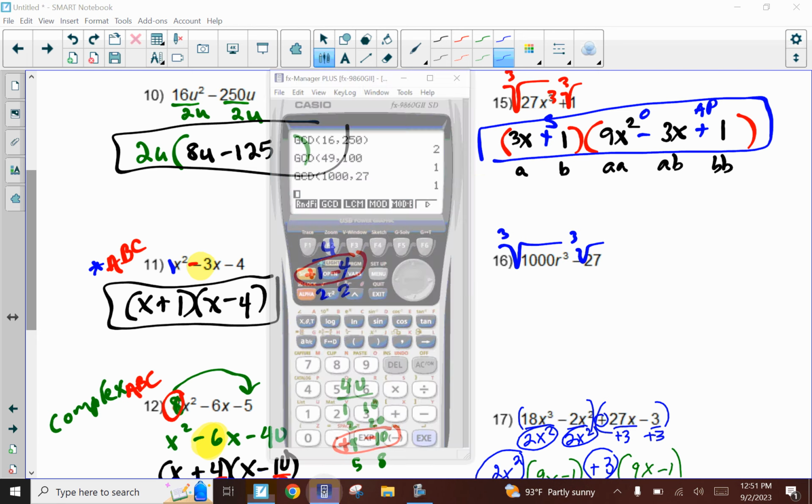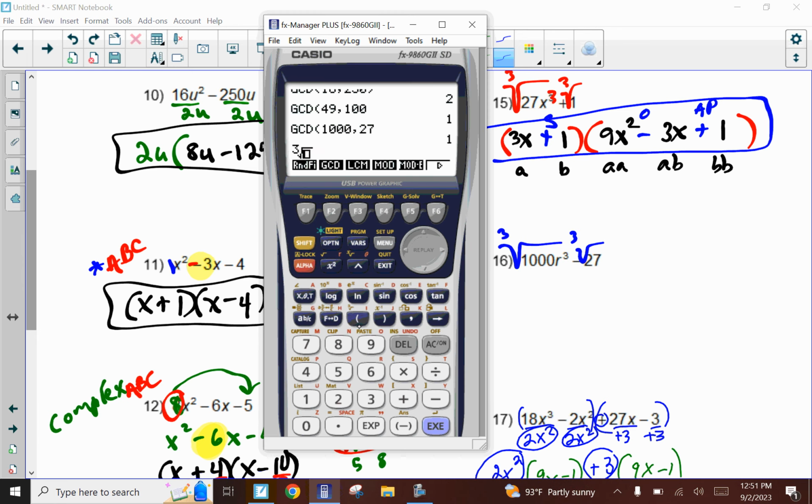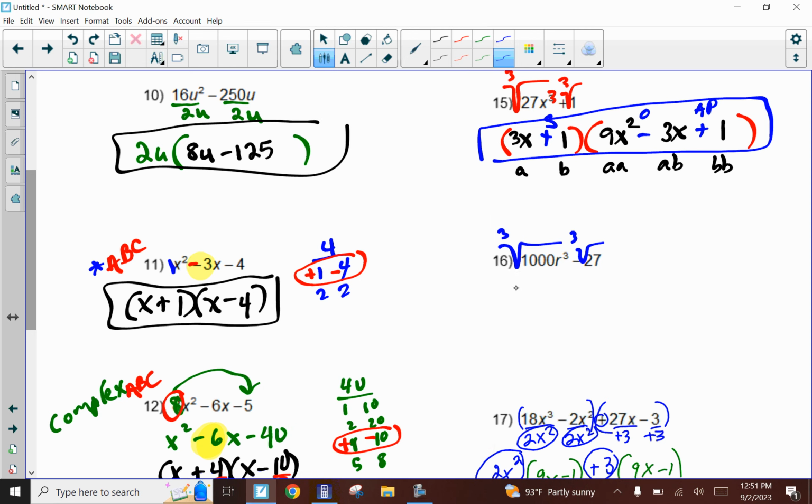So the cube root of 1,000, so I'm going to hit Shift parentheses and put in 1,000. And it's just going to be 10. So this is going to be 10r. And then cube root of 27 is 3. So that's my first set of parentheses. Now we use the pattern to build the second set. So this is the A spot and B spot. So this would be AA, AB, and then BB.